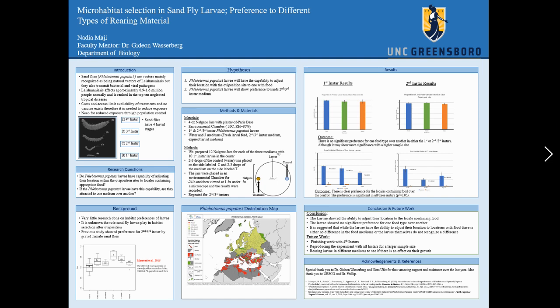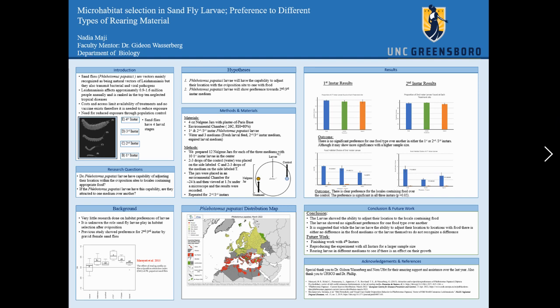This was repeated for the second, third instars, except instead of 12 Nalgene jars, only 10 were done for each of the 3 mediums. Our results showed that there was no significant preference for one food type over another in either the first or second, third instars. Although with a larger sample size, this might change a little bit, might have a higher significance.